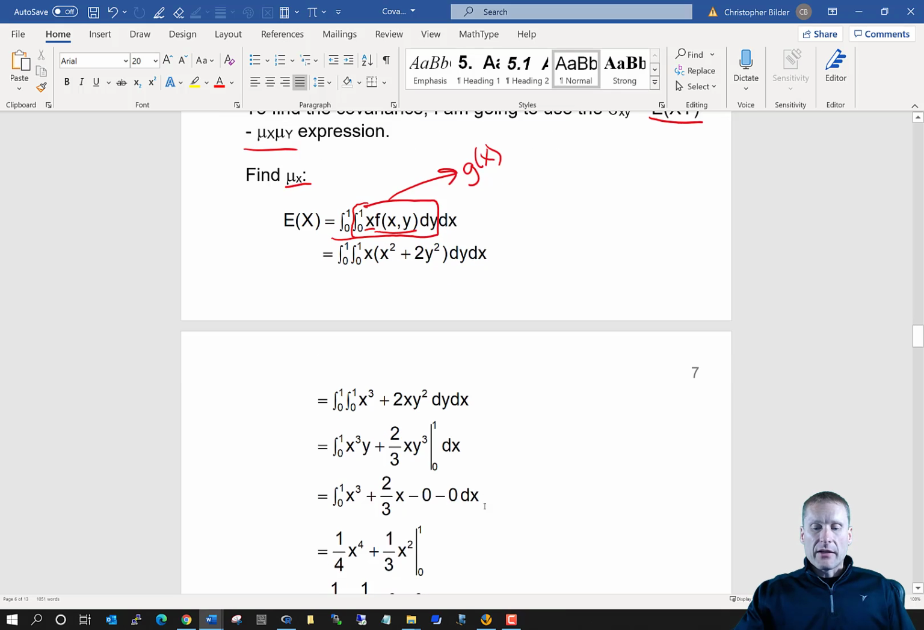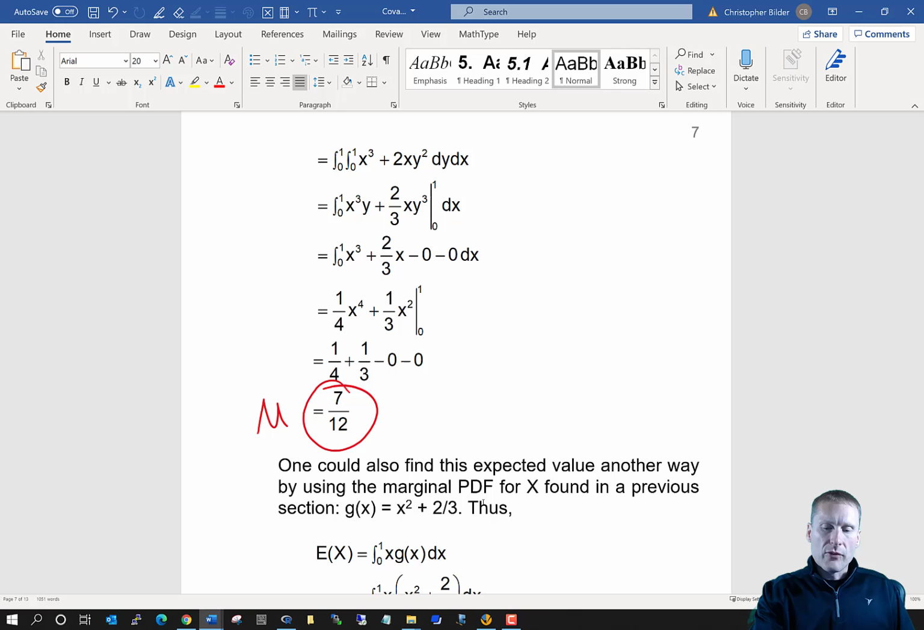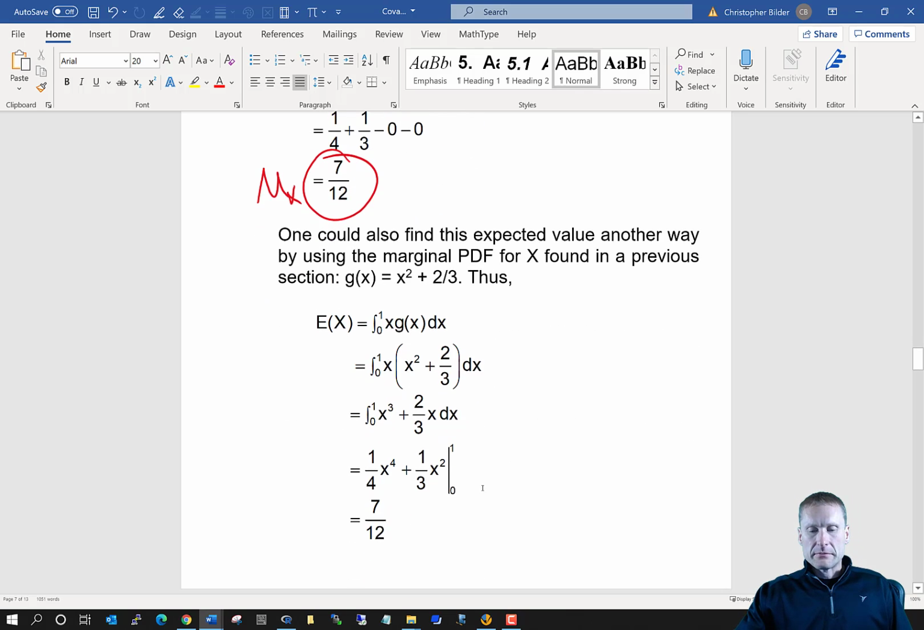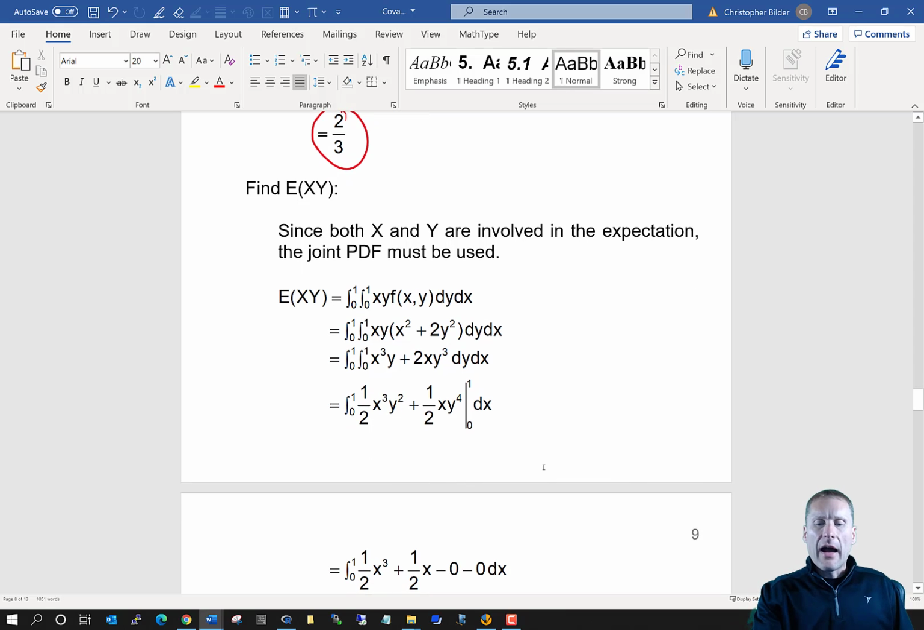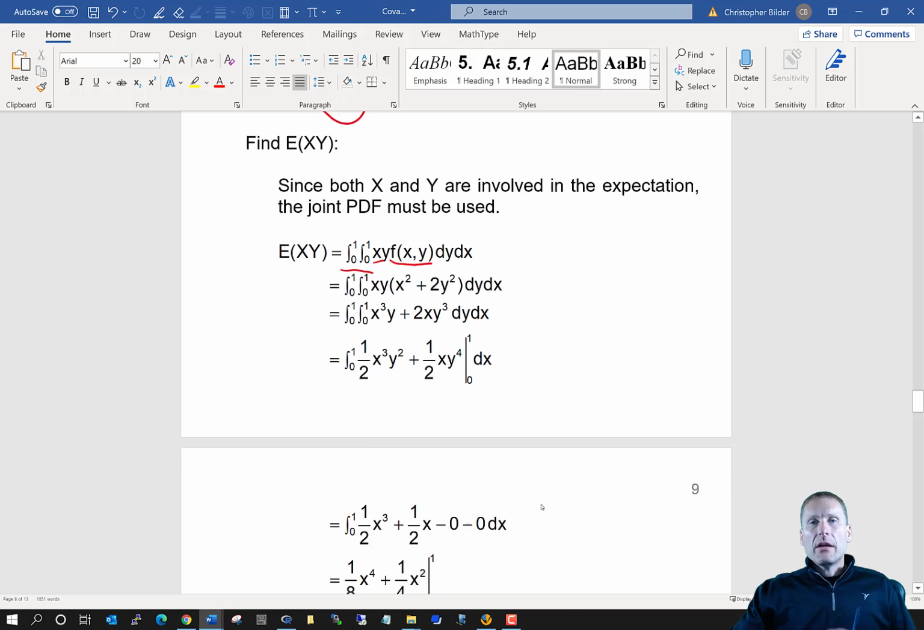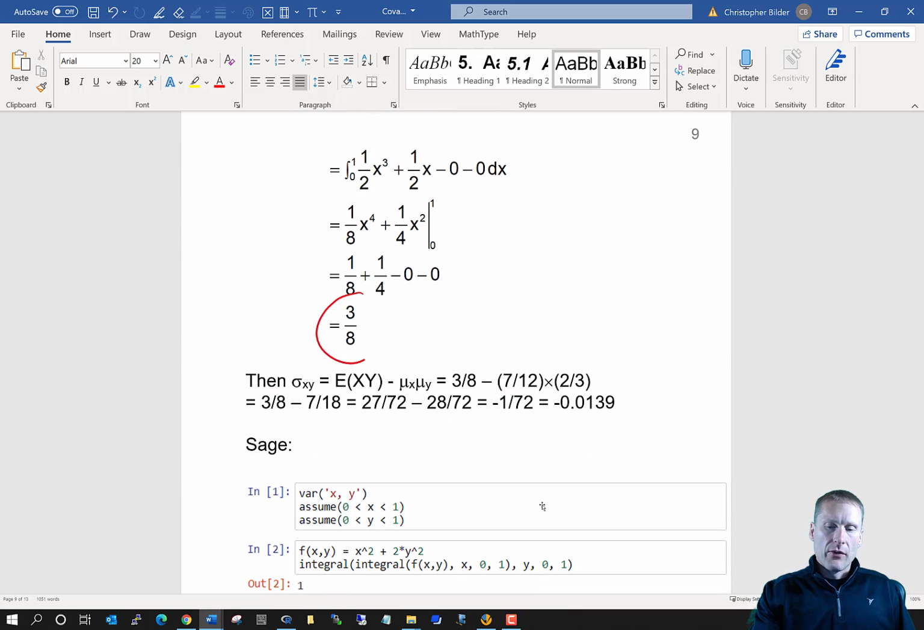So now it's just a matter of using calculus. And in the end, the expected value of x, in other words, mu sub x, is equal to 7/12. To find the expected value of y, I can approach it in a similar manner, and I get 2/3, where I only show in this particular case working with the marginal PDF for y, which we again have found in a previous set of notes. Now, to find the expected value of x times y, unfortunately, since I have both x and y there, I do need to work with that joint PDF and go through the integration. So I integrate from 0 to 1 with respect to x, and between 0 and 1 with respect to y. What am I integrating? X times y times f of xy. I go through the calculus steps, and I get 3/8.